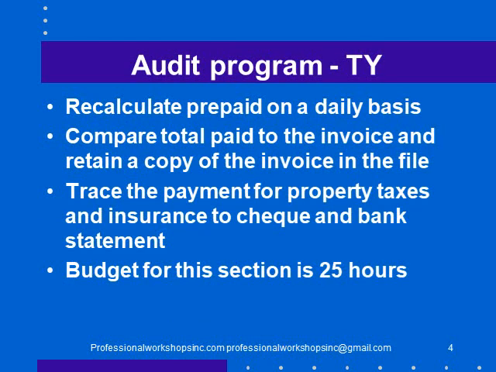Anyway, this year's audit program says, okay, recalculate the prepaids on a daily basis. Figure out how many days in the year are left. Compare the total paid to the invoice and retain a copy of the invoice in the file. Trace the payment for property taxes and insurance to the check and to the bank statement. And budget is 25 hours. What's that, 3-4 days?